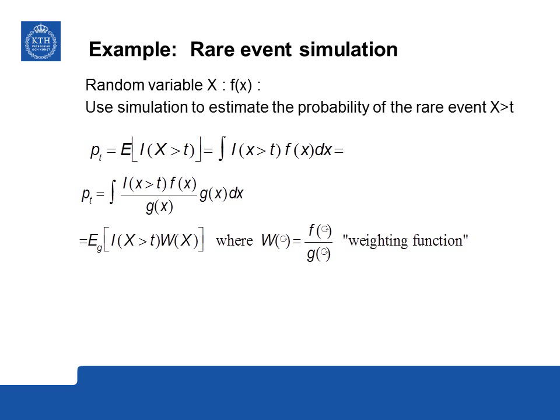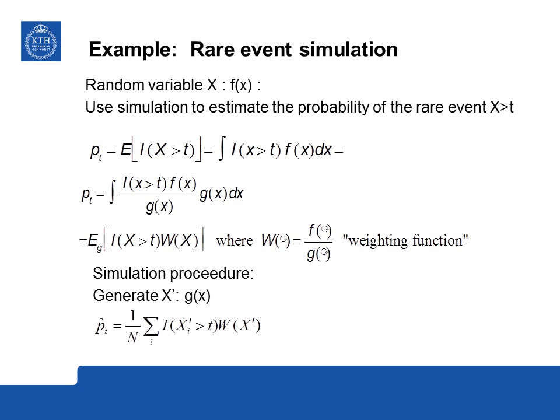And the simulation procedure now is straightforward. We generate x' according to g(x) instead. And of course we have picked g(x) such that x' will take values in the rare event situation much more often. And we get our estimator p hat, that is then the indicator function times this weighting function w.